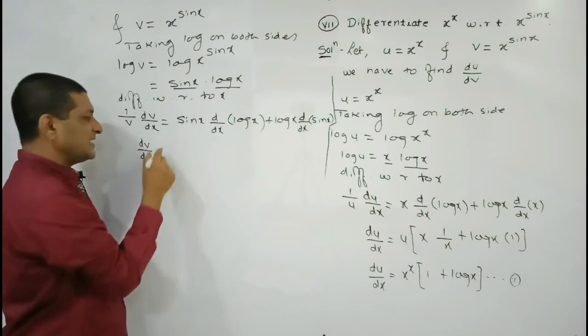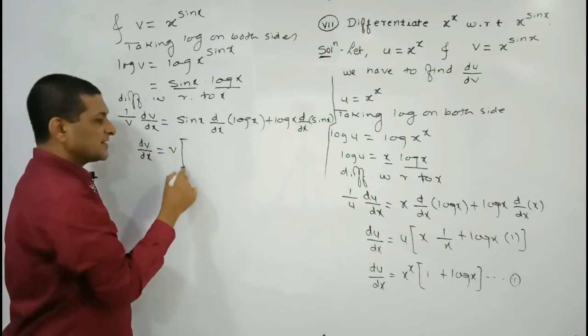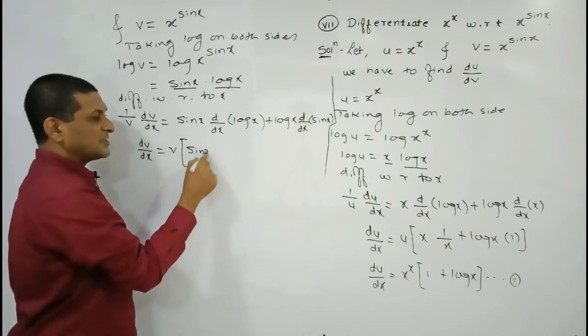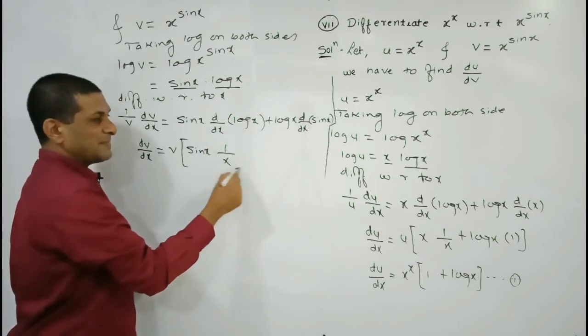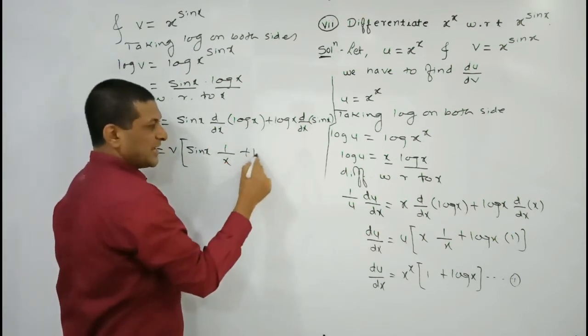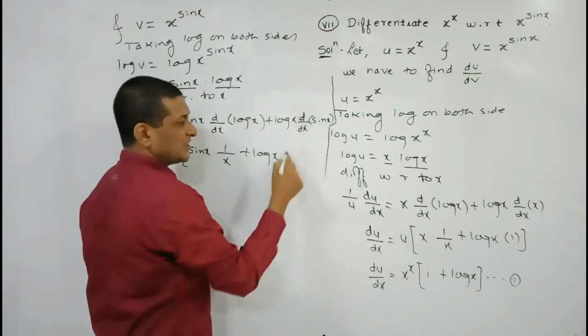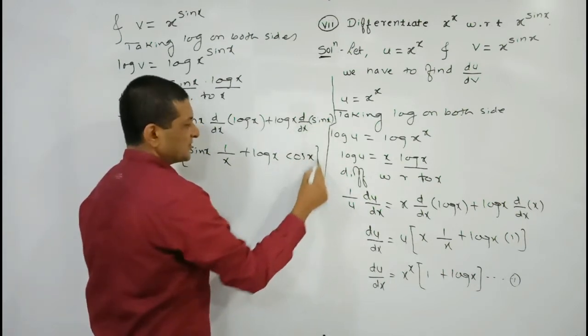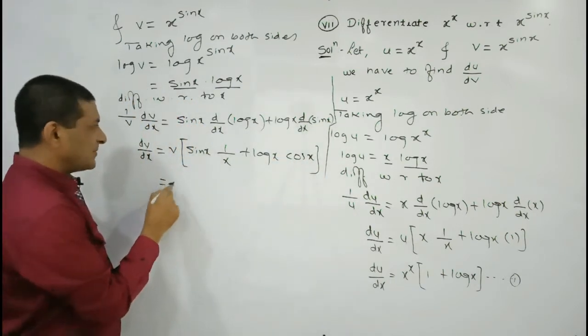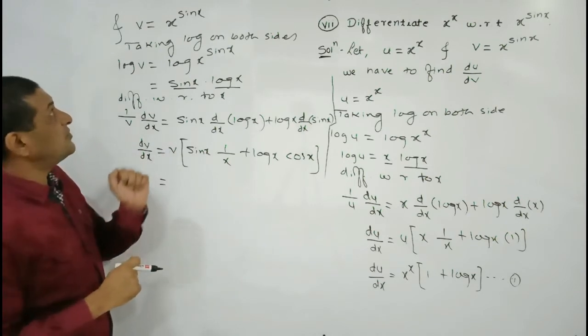v is divided here, so it comes to this side and gets multiplied. So let us simplify this side. sin x, keep it as it is. What is the derivative of log x? 1 by x, plus here log x, keep it as it is. What is the derivative of sin x? It will be equal to cos x. So now I am replacing v by its value. What is the value of v here?